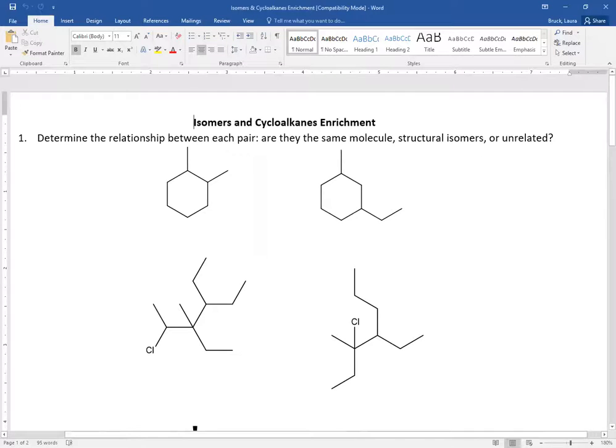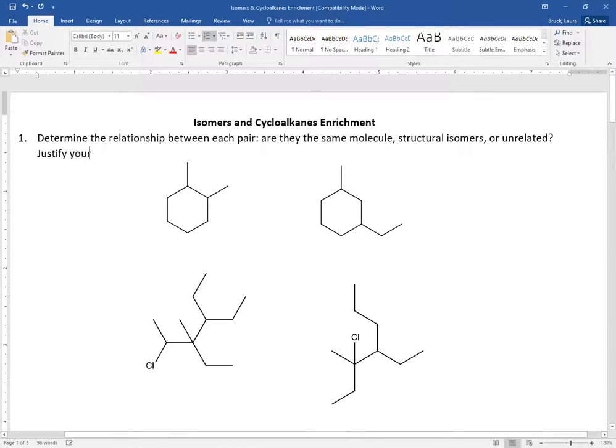So in the first problem, we're asked to determine the relationship between each pair. Are they the same molecule? Are they structural isomers, or are they unrelated? And if this were a test, it would also say justify your answer, because I wouldn't just expect you to say one word and call it good. So on a test, I would expect you to justify that.